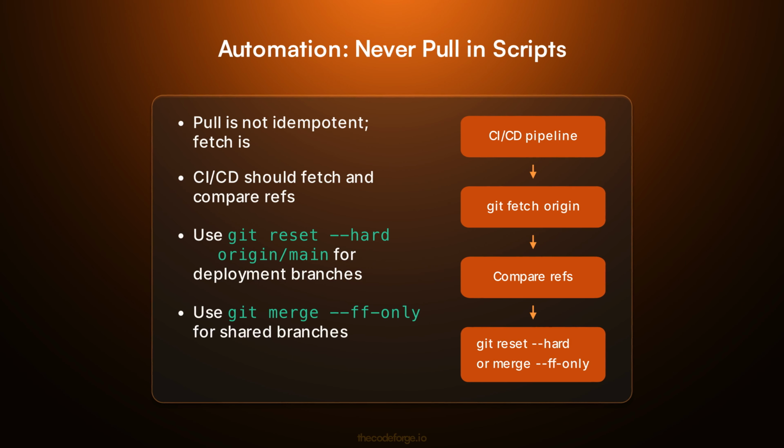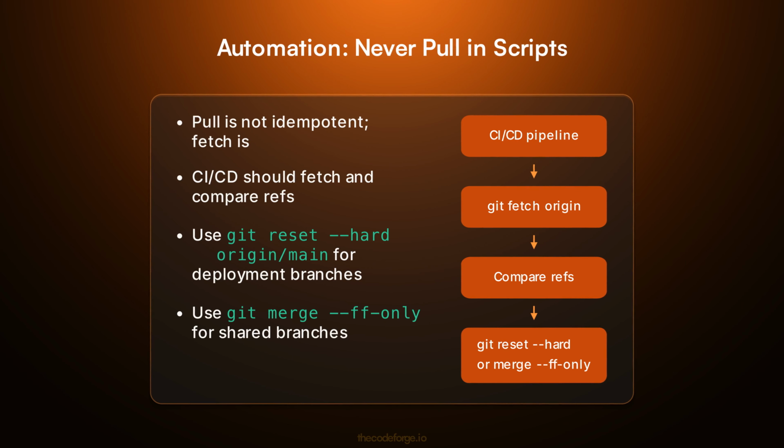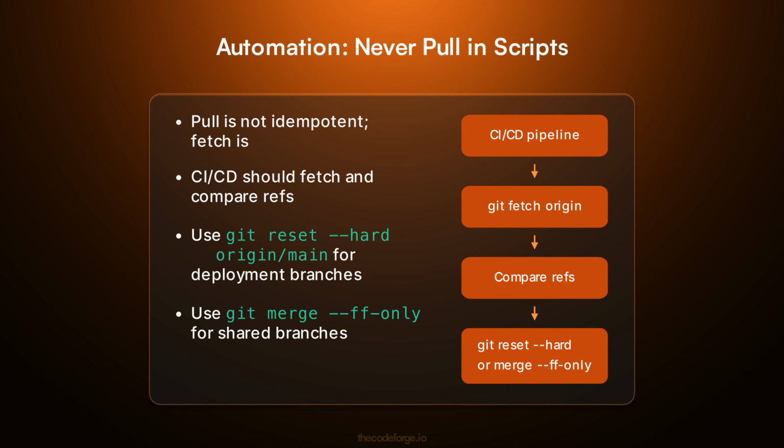Never use git pull in automation scripts. Pull expects a terminal and can create merge commits. Instead, fetch and compare refs programmatically. For deployment branches, use git reset --hard origin main. For shared branches, use git merge --ff-only.